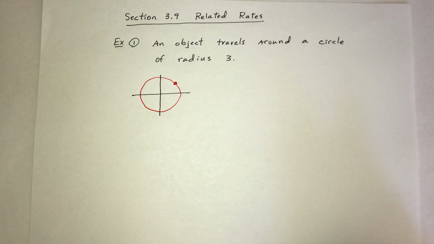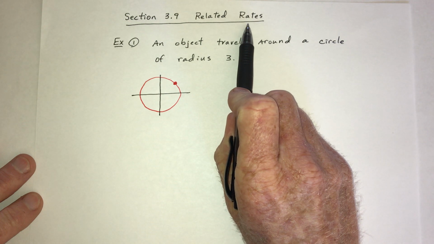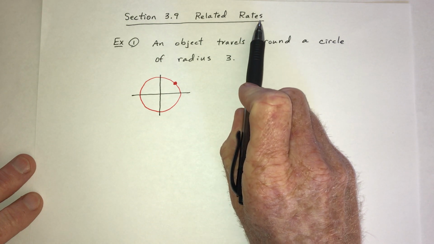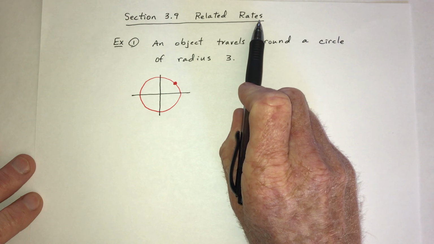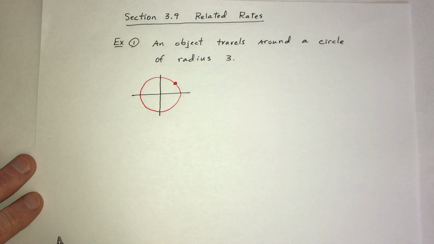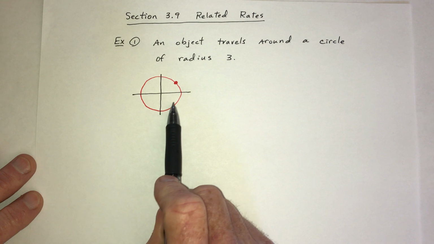And now we get to work with related rates. Rate, that means derivative. S at the end means it's plural. So we're basically working with equations that have more than one rate or more than one derivative. For this first example, this object is traveling around in a circle.